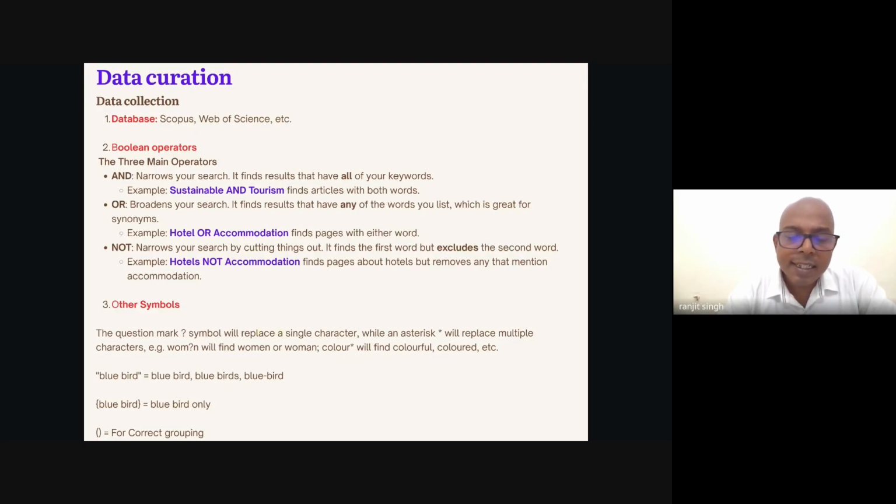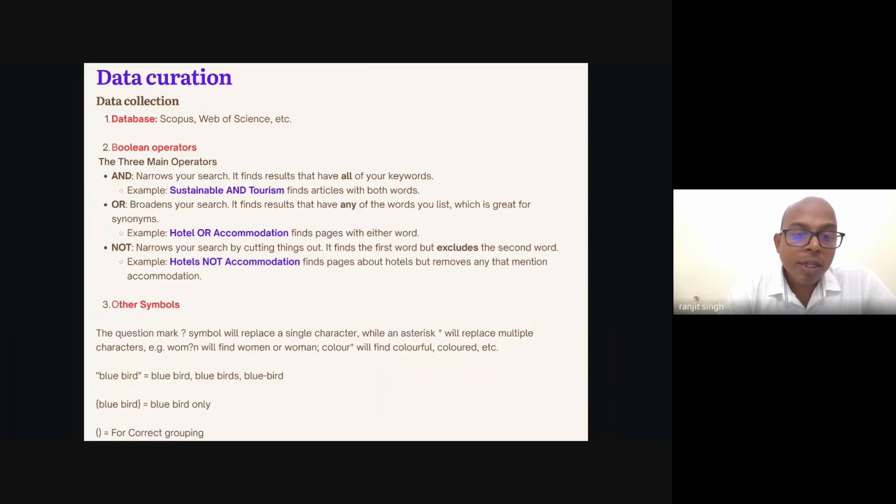Next is the asterisk. The asterisk or star mark is generally used when you want to collect data for various keywords, like color, colorful, colour. So in COLOR you give a star mark, and with the star mark it will produce all the articles related to colorful, color, and so on. And next is the quotation mark.